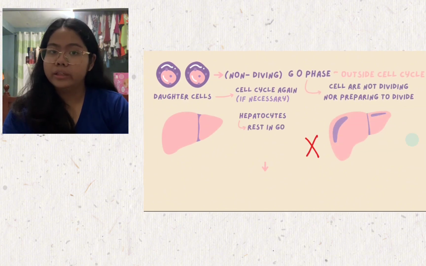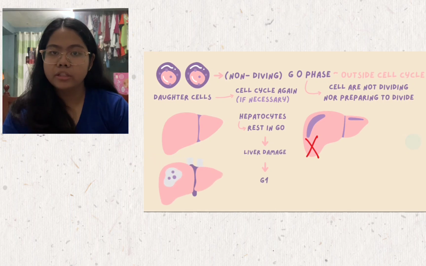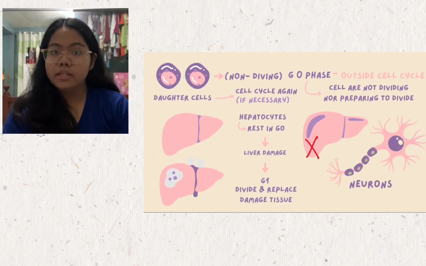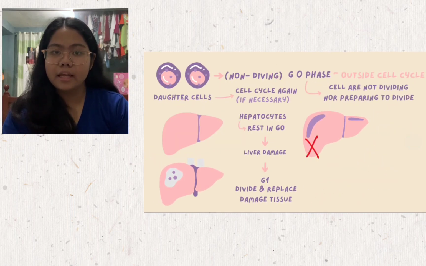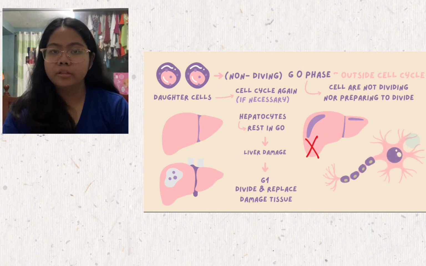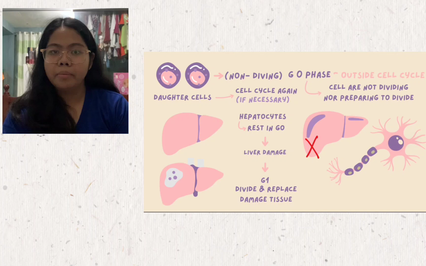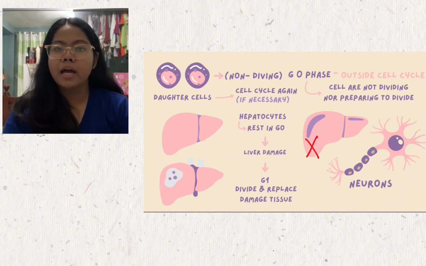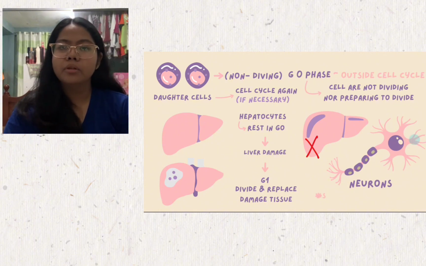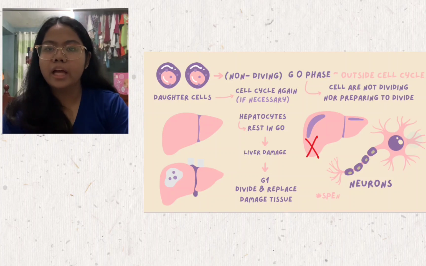If they do not, they enter the non-dividing or G0 phase. G0 is a phase outside the cell cycle because the cells are not dividing nor preparing to divide. An example is hepatocytes, which rest in G0 until there's liver damage and go to G1 again so they can divide and replace the damaged tissue. Another example is neurons, which spend their entire time in G0.